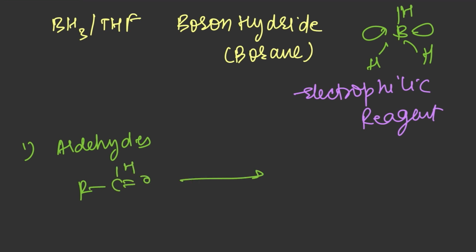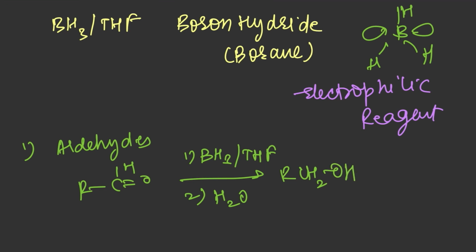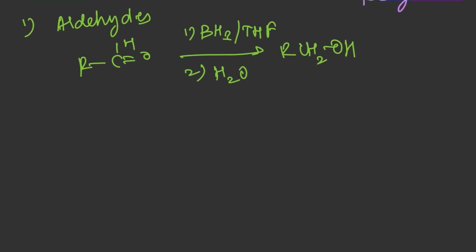First BH3 with tetrahydrofuran, second H2O. It will form RCH2OH. It will reduce it. Now how will it reduce? Let's look at its mechanism. First of all, we have RC double bond O H, and we have boron with hydrogen, hydrogen, and hydrogen.